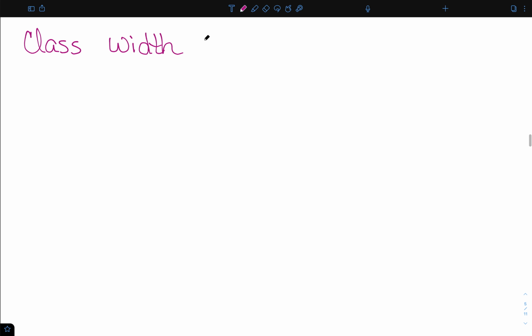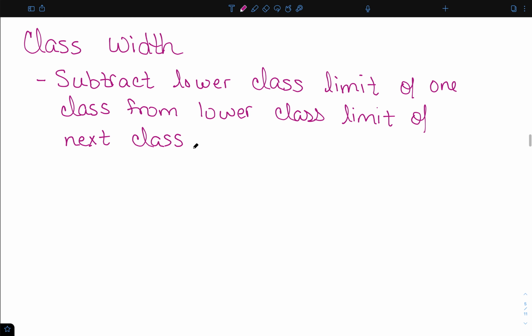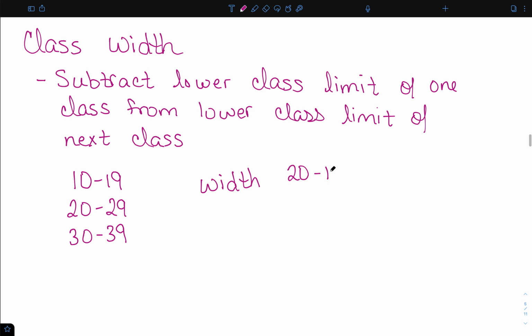The next thing I want to look at is the class width. In general, for the class width, we need to subtract the lower class limit of one class from the lower class limit of the next class. My first three classes from my example before were 10 to 19, 20 to 29, and 30 to 39. So to find my width, we would do 20 minus 10 to get 10. Equivalently, I could have done 30 minus 20 and still gotten 10.